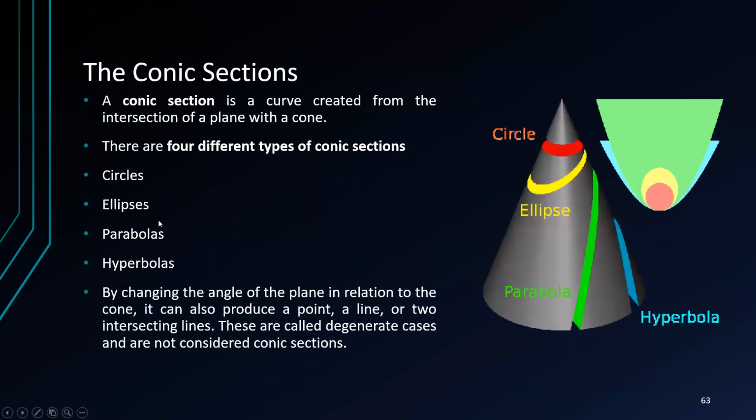Next, conic sections. A conic section is a curve created from the intersection of a plane with a cone. Yan, lahat ng makikita mo, magagawa mong curve galing sa cone. Merong circle, ellipse, parabola, hyperbola. Makikita mo dyan. So, yan. By changing the angles of the plane in relation to the cone, it can also produce a point, a line, or two intersecting lines. These are called degenerate cases and are not considered conic sections.